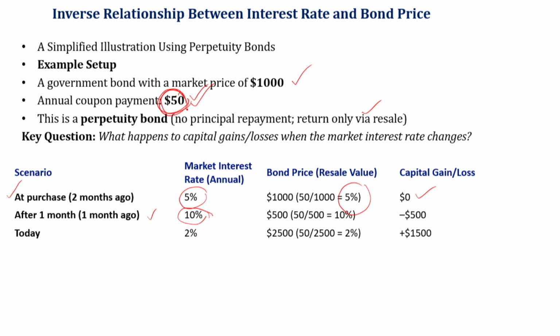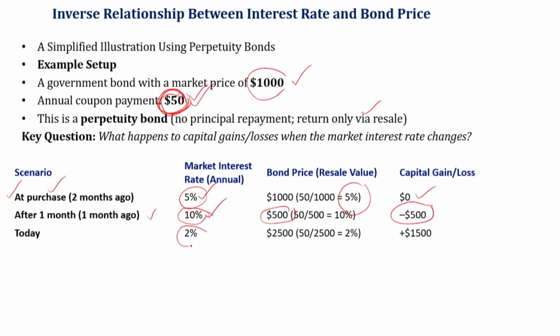So to get this 50, you need to invest only 500 instead of 1000. To get a 10% rate, you need to invest only 500. That means whoever is willing to buy this 1000 bond is willing to pay only 500. So if you purchased this bond 2 months ago at the market rate of 5%, but after 1 month the market rate became 10%, then you incurred a capital loss of 500.